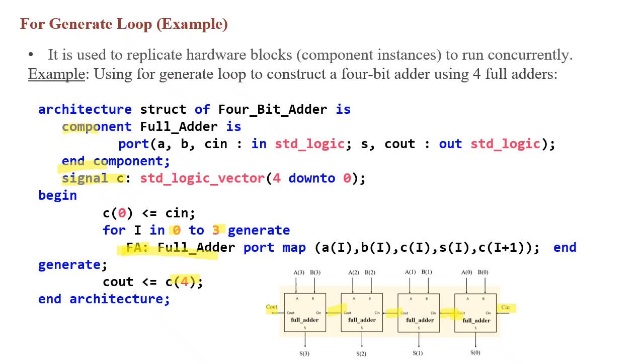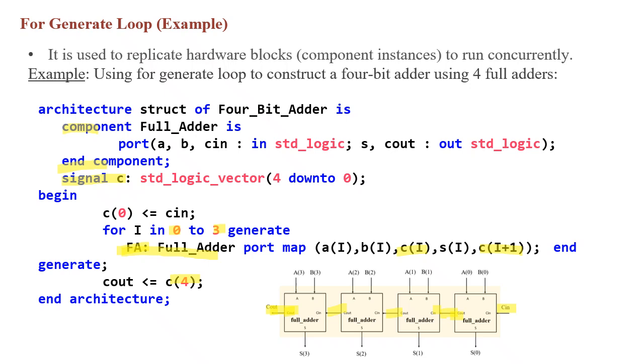Notice how the last signal in the port mapping is C(I+1), such that when it comes to the next iteration, this C(I+1) will be used as the carry-in. This will account for the fact that every Cout of a full adder is used as Cin of the next full adder, while the last Cout, which in this case is going to be C4, is connected as Cout, which is the port in the main 4-bit adder entity.